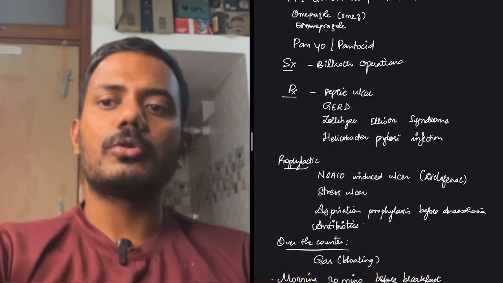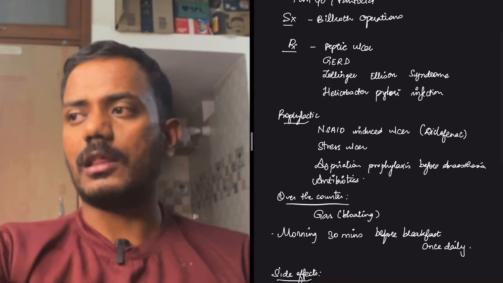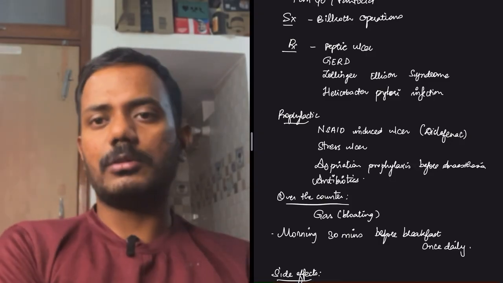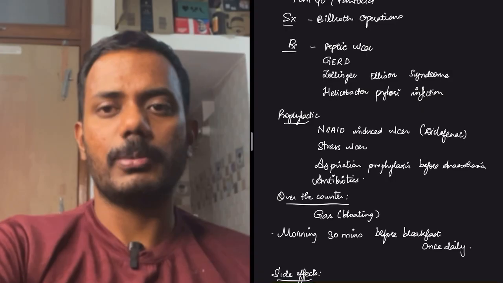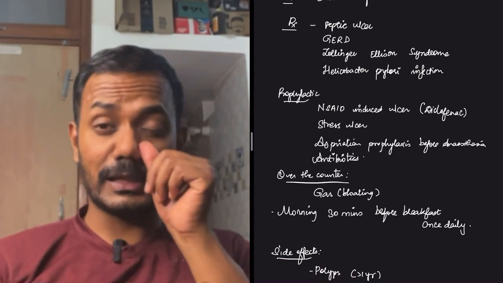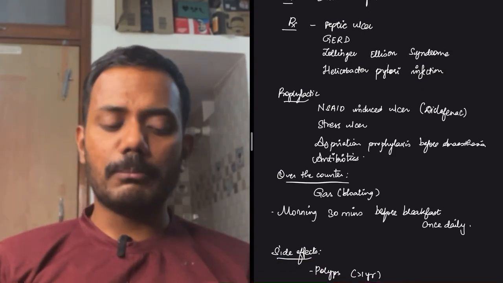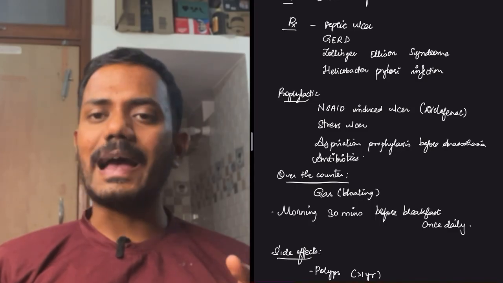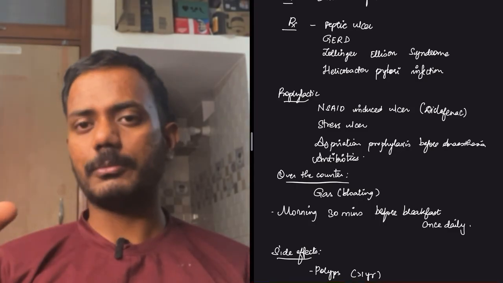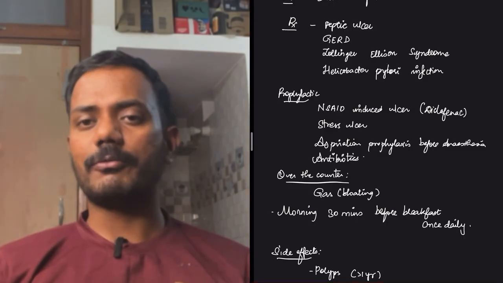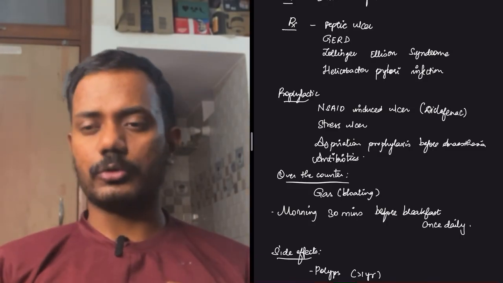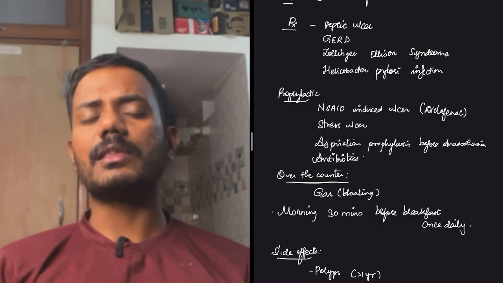So pantoprazole is an over-the-counter drug. If you go to any pharmacy and ask for some drug for gas or bloating issues, they will give you pantoprazole. It is very cheap also. And when should we take this drug? It should be taken in the morning, because it usually acts for 24 hours and is usually prescribed once daily, except for certain conditions where we sometimes prefer a twice daily dose. So hence you are taking it once a day.